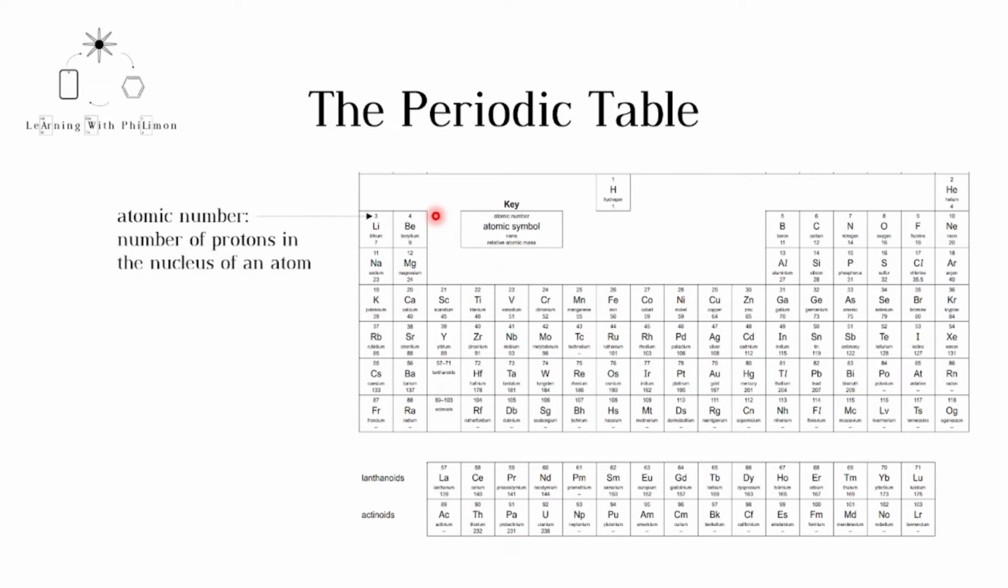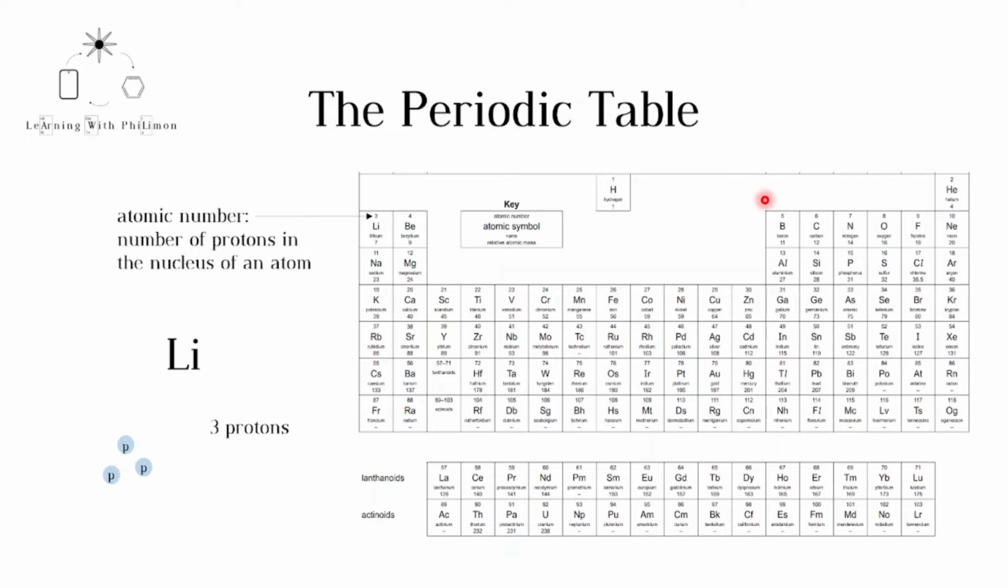The atomic number tells us the number of protons in the nucleus of an atom of that element. For example, lithium has an atomic number of 3, which means lithium atoms always have 3 protons in their nuclei. The elements in the modern periodic table are organized in terms of increasing atomic number from left to right, as you can see here, 3, 4, 5, 6, and so on. They are also organized in columns and rows, as we will see later in the video.